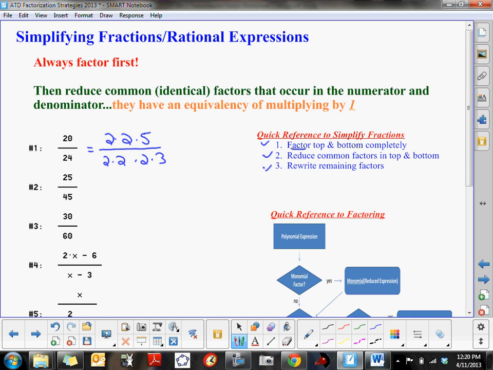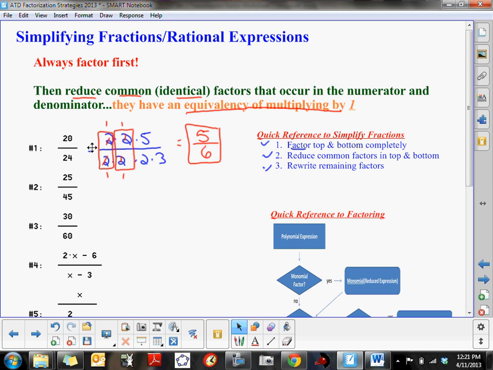So once I have it completely factored, I want to identify any common factors that are in the top and the bottom. This is what I mean by reducing common factors. They're identical in the top and bottom, and really they're an equivalency of multiplying by 1. So if you have a 2 divided by 2, that's an equivalency of 1 over 1, or we reduce the 2's and we have 1's. Again, we can do the same thing here, 2 over 2, which is 1. And then what we're left with is no other identical factors in the top and bottom, so our fraction is 5 over 6. Final answer. Okay?